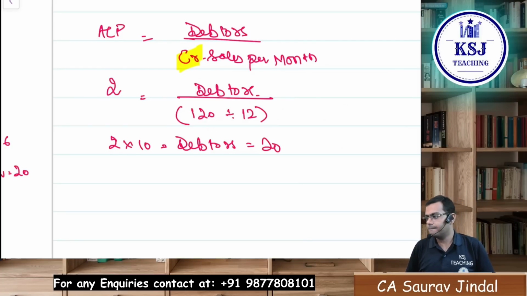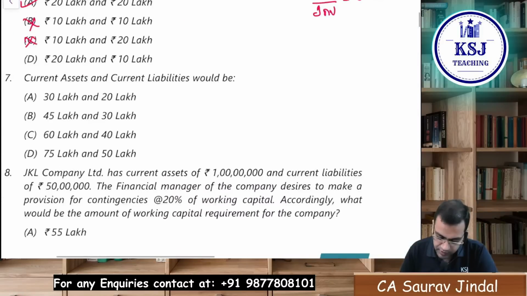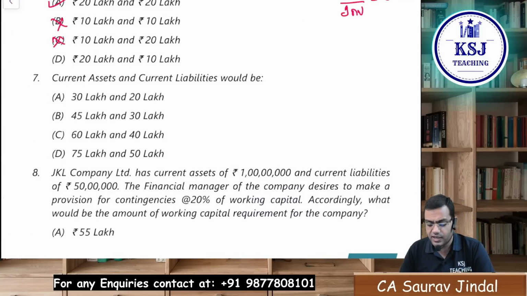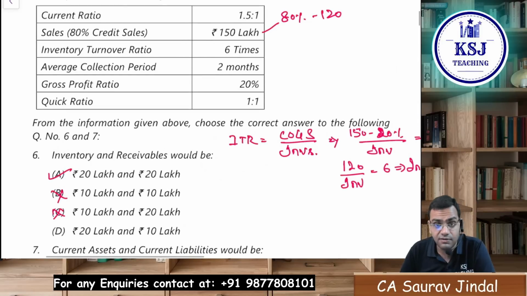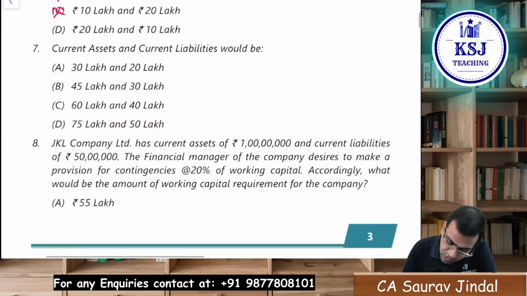Okay, now let's come to the next one. He says, what will be the value of current assets and current liabilities? How can you calculate, sir? Current ratio is given 1.5:1. Yes, sir. So current assets, can I write it like this, that current assets is equal to 1.5 current liabilities?